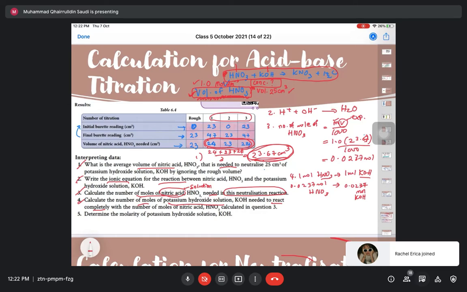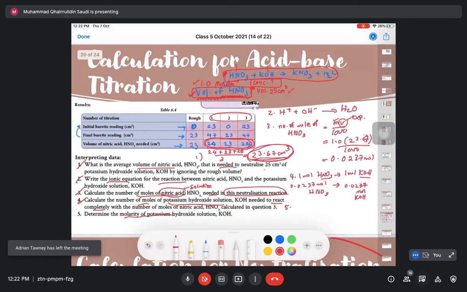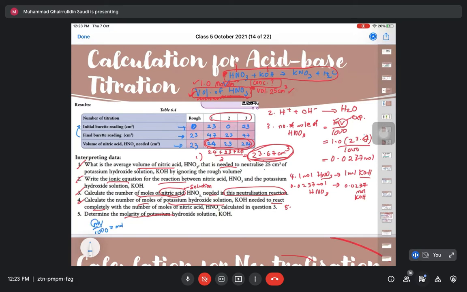Now, we want to determine the molarity of potassium hydroxide. So, how can we find the molarity from the number of mole? What formula should we use? Yes, the same one. MV over 1000 equals number of moles. So now we want to find the molarity. So M is equal to mole times 1000 divided by volume.